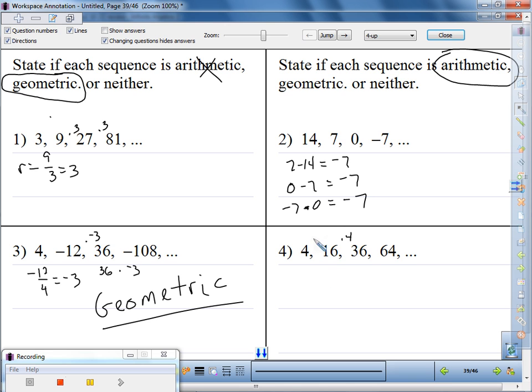Now if I add 12 to 16, that gives me 28, which is not 36. So therefore, this is neither. It's not arithmetic, and it's not geometric. Okay, and so that's how we decide if it's arithmetic or geometric. I'm sorry, not series, sequence.